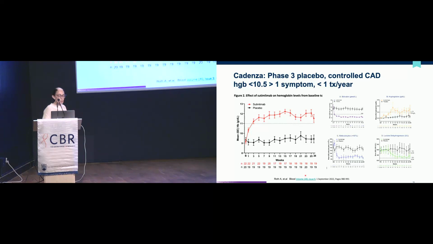There we go. So here you could see the hemoglobins, and they go up really nicely, and once they're up, they stay up. And if you compare that to the placebo group where there was no improvement, and they stayed around 9. If you look at all the other parameters, the bilirubin goes down. The haptoglobin goes up. The LDH goes down. And the reticulocytosis also goes down, indicating that there is resolution of the hemolysis.